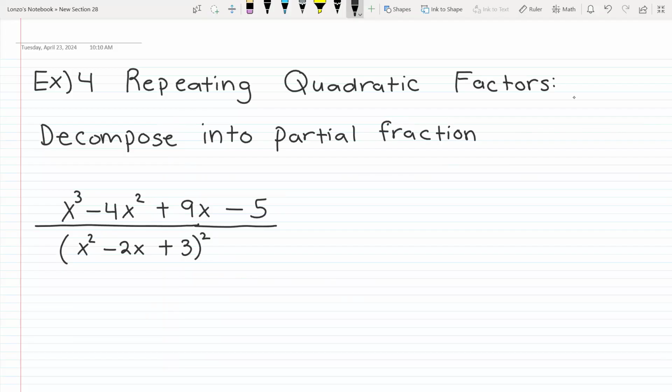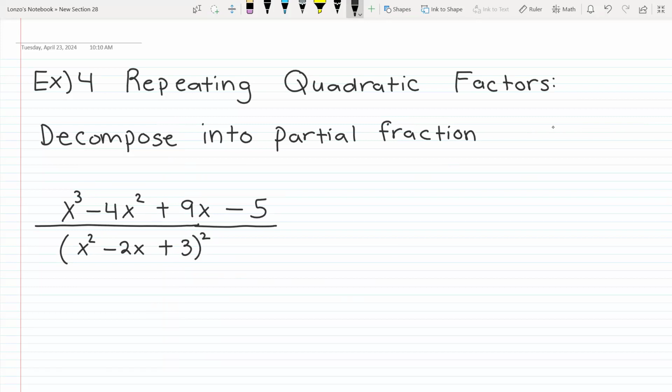So in this section, I will decompose into a partial fraction with a repeating quadratic factor. So example 4, we have a repeating quadratic factor. We've got to decompose into partial fractions. So we have x cubed minus 4x squared plus 9x minus 5 all over parentheses x squared minus 2x plus 3 squared. And we have to decompose it.